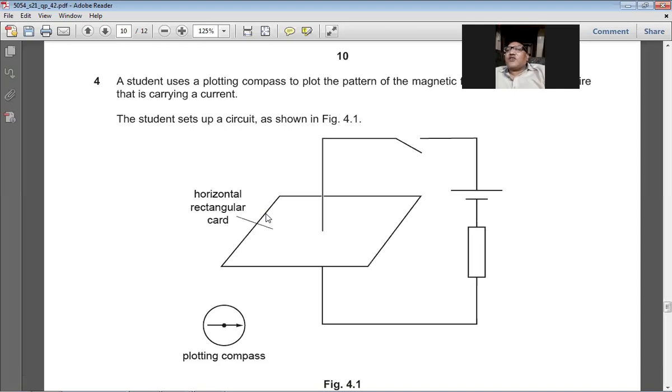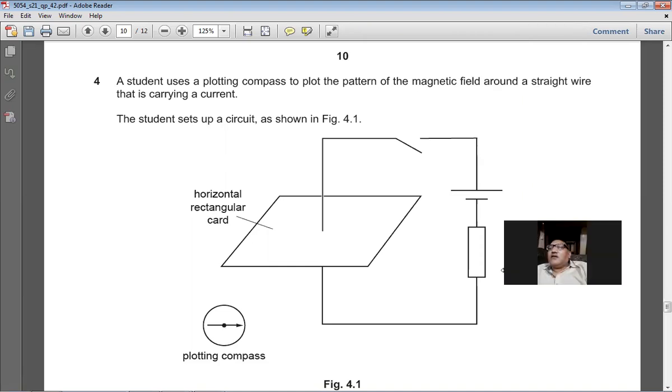Okay, so the next question is question number 4. Here he says that a student uses a plotting compass to plot the pattern of the magnetic field around a straight wire that is carrying current. This is a straight wire, and when the current comes in the downward direction, you must have studied in your course that we can find the direction of the magnetic field around a straight conductor by using the right hand rule. The right hand rule says that if the current is going down, I will hold the conductor in my right hand in such a way that my thumb is in the direction of the conventional current, then the curl of my fingers shows the direction of the magnetic field.